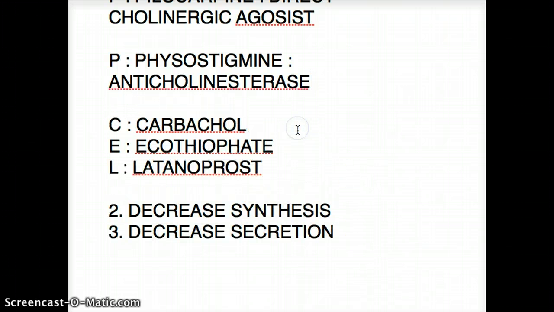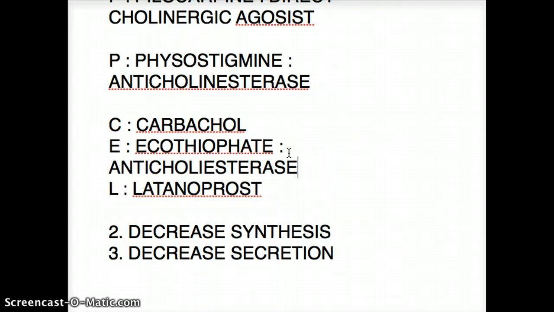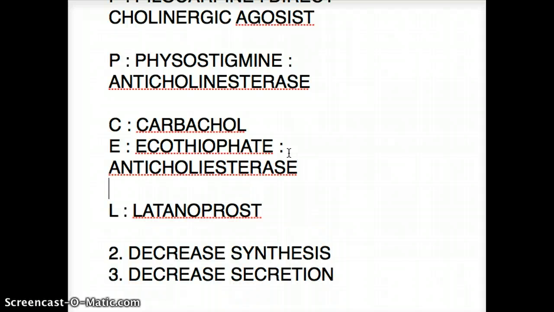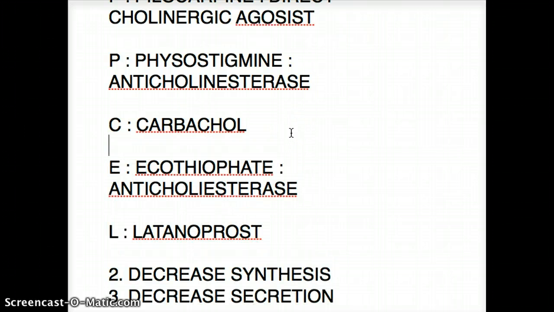All right, so let's talk about carbachol and ecothiophate kind of together. Ecothiophate is also an indirect agonist. It's also an anticholinesterase, and the only use for ecothiophate is glaucoma, nothing else. And carbachol is a cholinomimetic. I don't know the specific action of carbachol. The only thing that I do know about carbachol is that it's used for glaucoma. How exactly it works, whether it's a direct or an indirect agonist, I'm not sure.